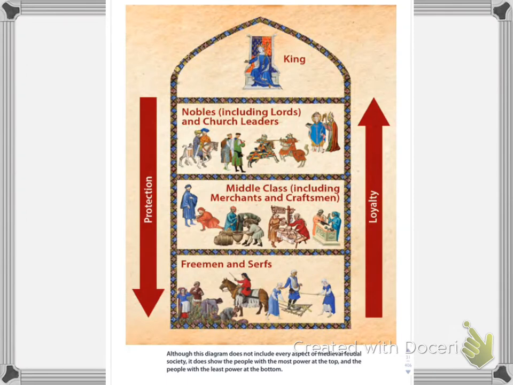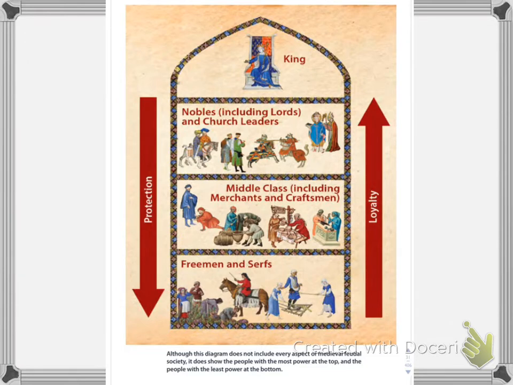Okay, let's take a look at this diagram. I see an up arrow, I see a down arrow, I see the king at the top, then the nobles and the lords and church leaders underneath, the middle class, merchants and craftsmen, and then freemen and serfs at the bottom. And the caption at the very bottom of the page says, although this diagram does not include every aspect of medieval feudal society, it does show the people with the most power at the top and the people with the least power at the bottom.